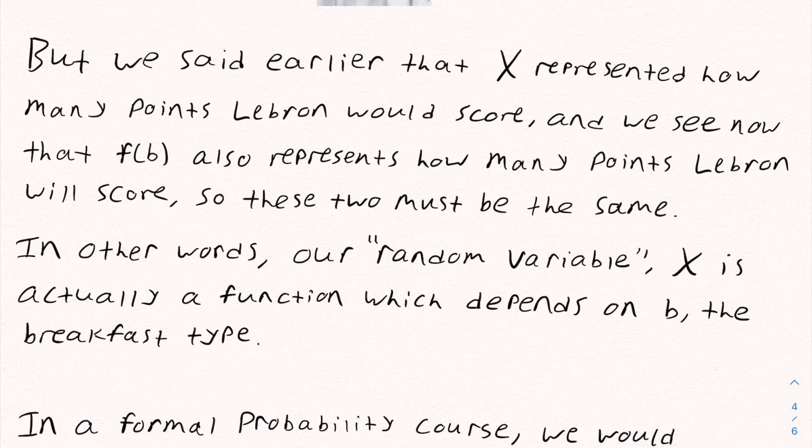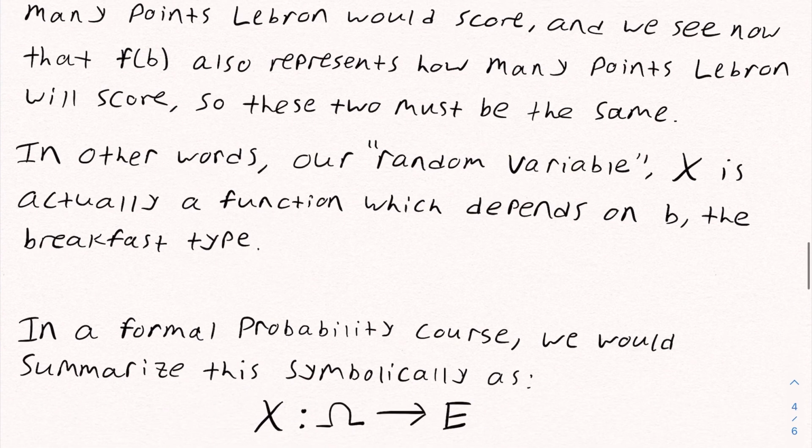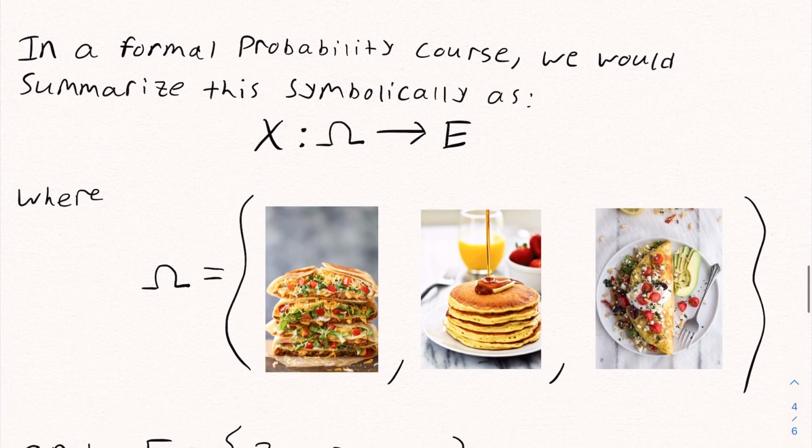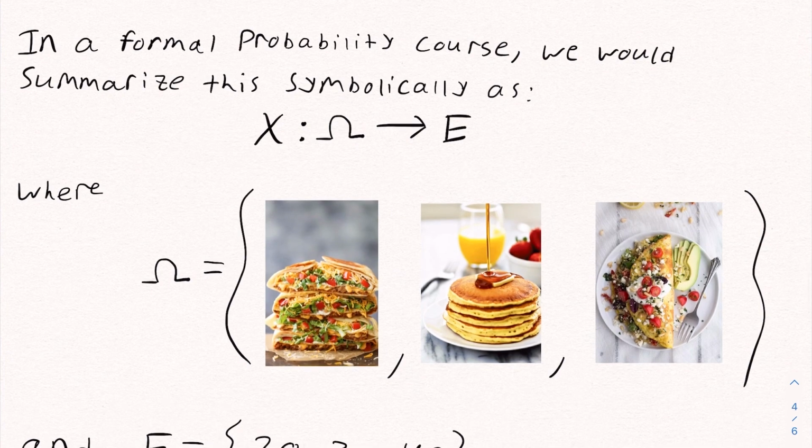So f of b and x are really one and the same. But what does that tell us then? F is a function, right? And so somehow that must mean that x is also a function, and it must be a function of b, the breakfast that LeBron eats on that particular day. So really we see that although we're calling x a random variable, it actually acts more as a function. So if we were taking some formal probability course, we could write that out symbolically in the following way.